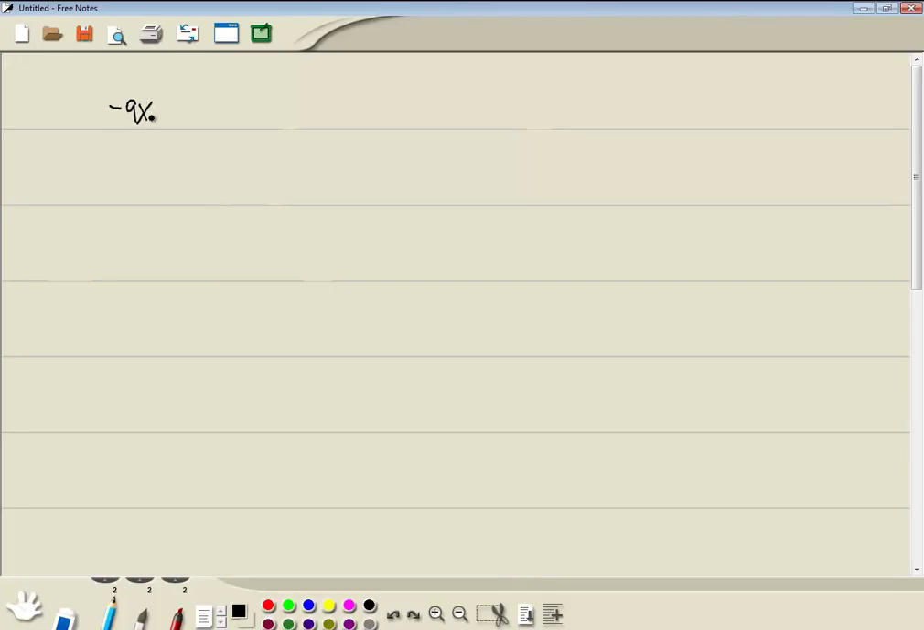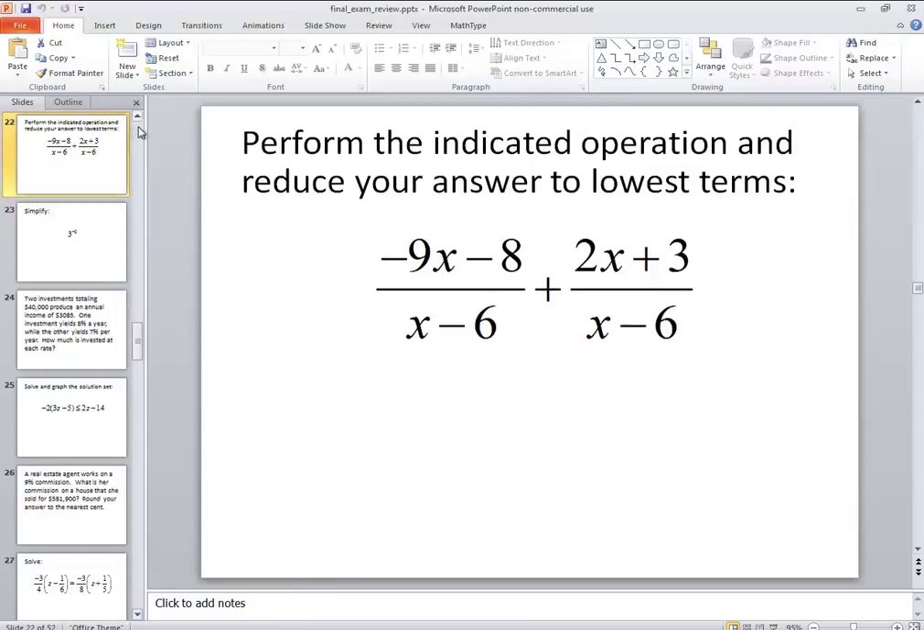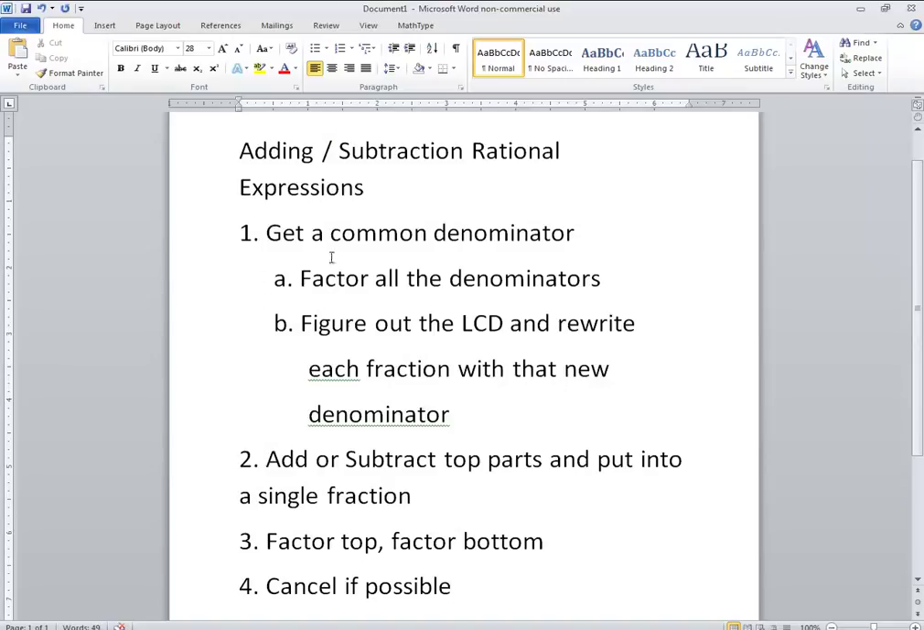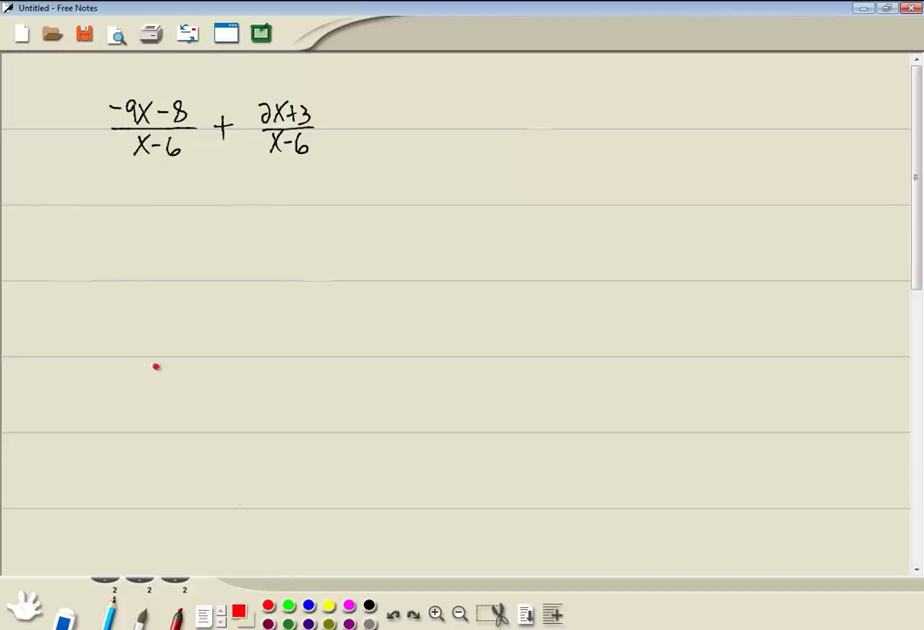So we have (negative 9x minus 8) over (x minus 6) plus (2x plus 3) over (x minus 6). Now in this problem, step 1, get a common denominator. They already have the same denominator, so step 1's done. Step 2, add or subtract top parts and put into a single fraction. Well, on this one, we have a plus in between them, so we're going to add tops. So we're going to have negative 9x minus 8 plus 2x plus 3, all over x minus 6.